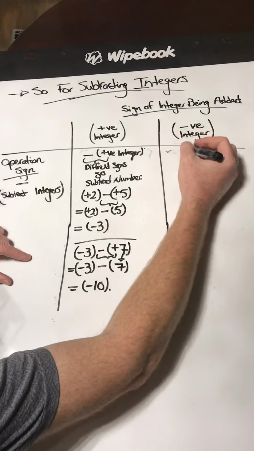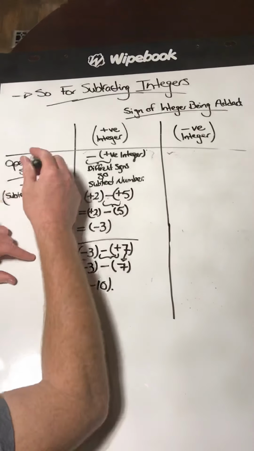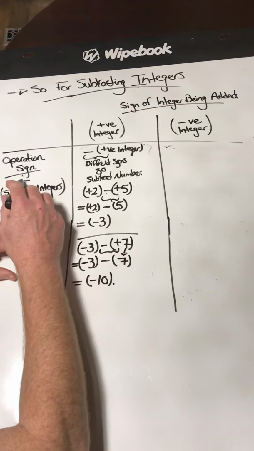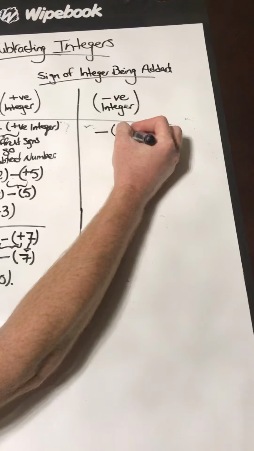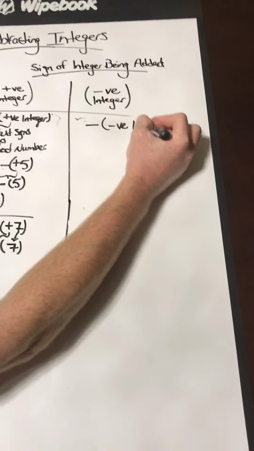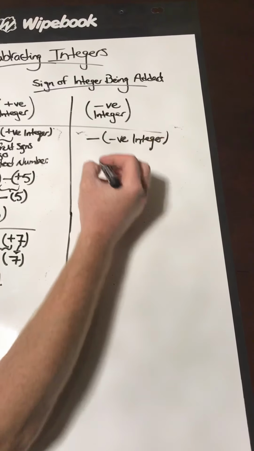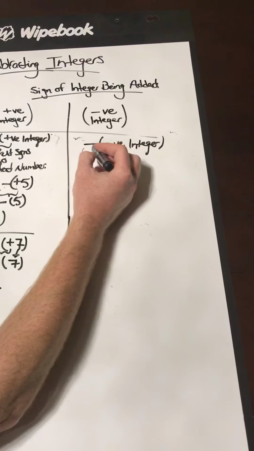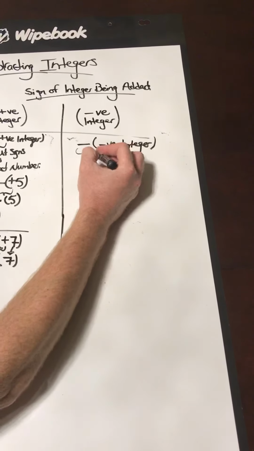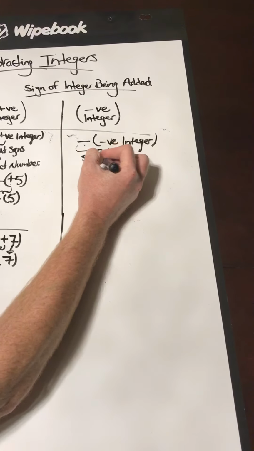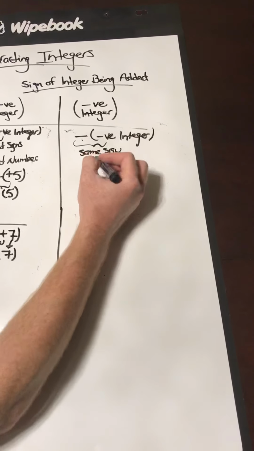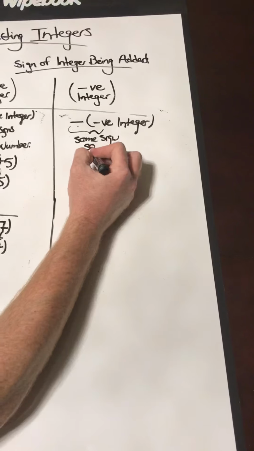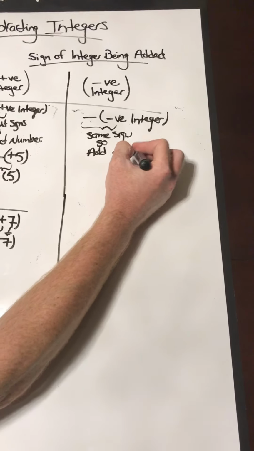All right. So we have the operation sign is subtract or a negative, and we have a negative integer. And we see that there is a negative and a negative, so that means that we have the same sign. And if we have the same sign, we are going to add the number.